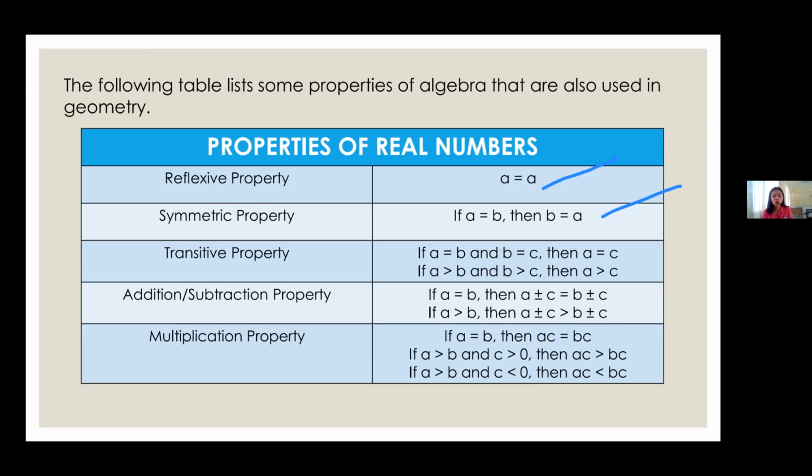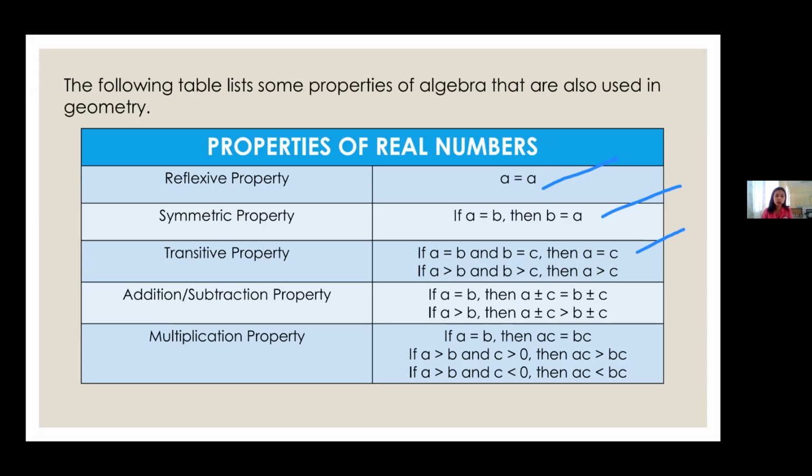Okay? Next, we have also the transitive property. So if ang A natin is equal to B and B natin is equal to C, therefore we can say that our A is equal to C. 'Di ba? And then, ayan, another information: if A is greater than B and B is greater than C, then A is greater than C po. 'Di ba? Ganyan po si transitive property. So, dito, meron tayong if-then pa rin po.